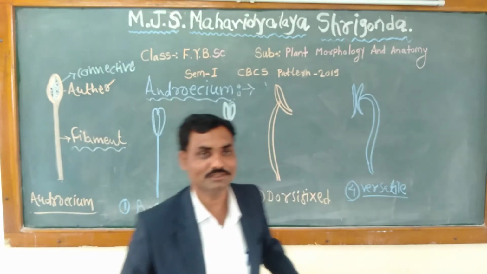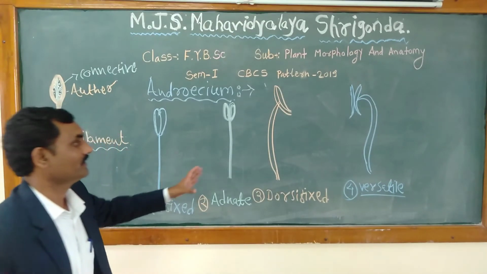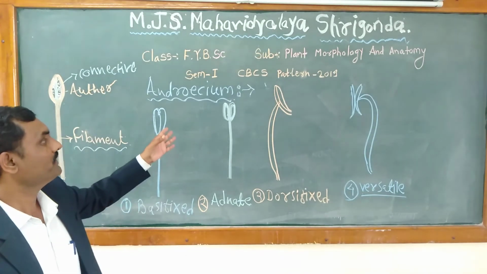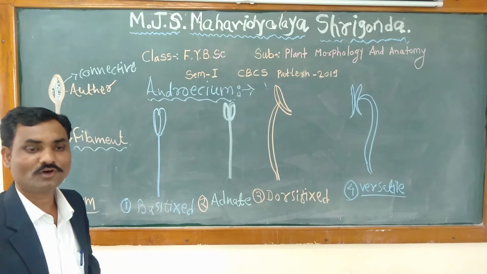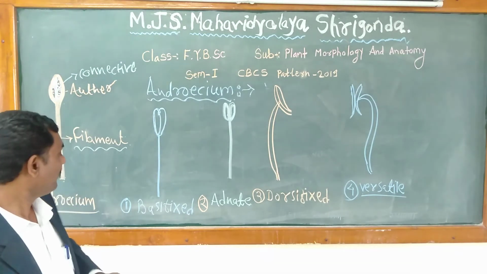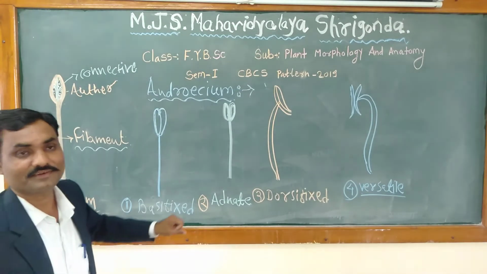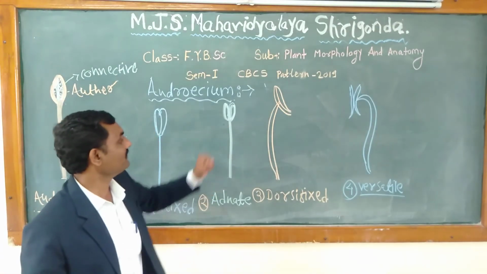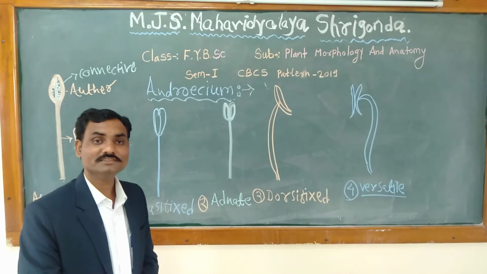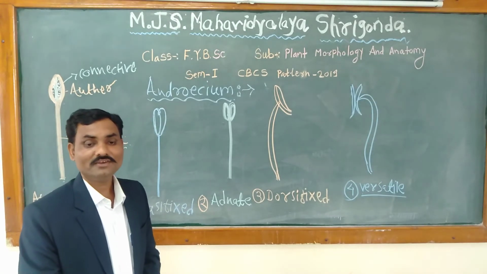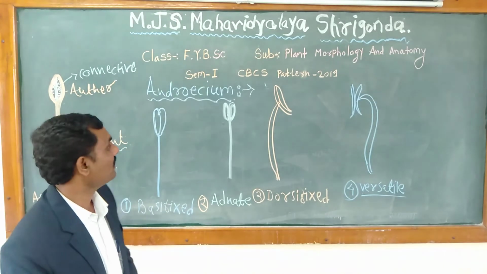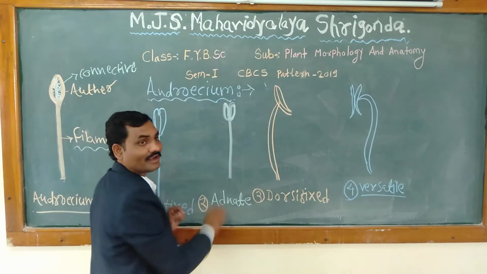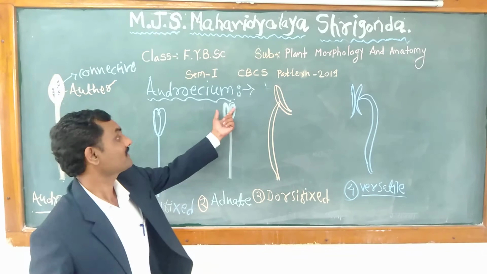On this blackboard, we see different diagrams showing the fixation of anther on the filament. First is the adnate. You see first, this is adnate. What happened in this adnate? The filament runs along the back of the anther. This is the anther, and this filament runs along the back of the anther.